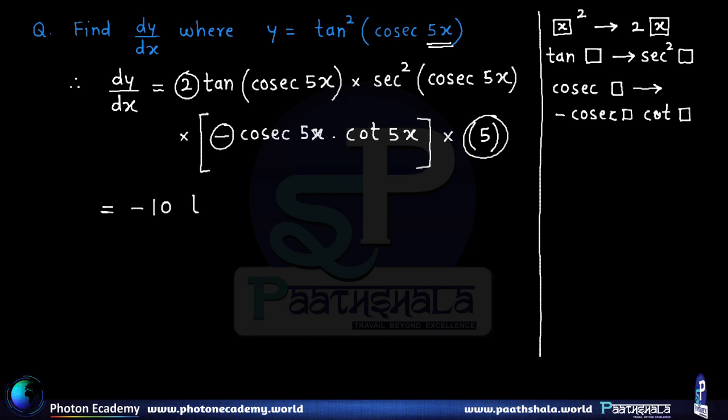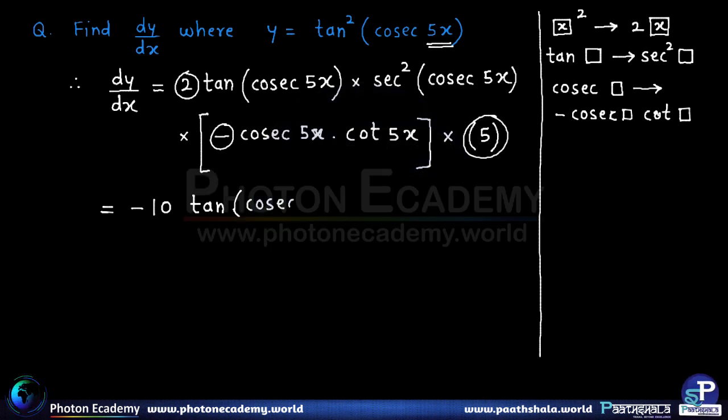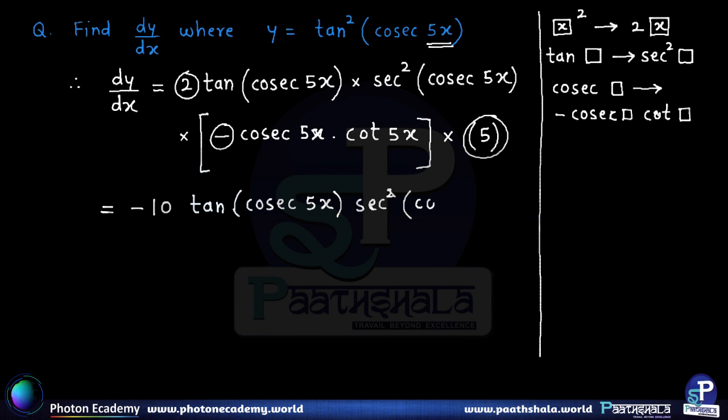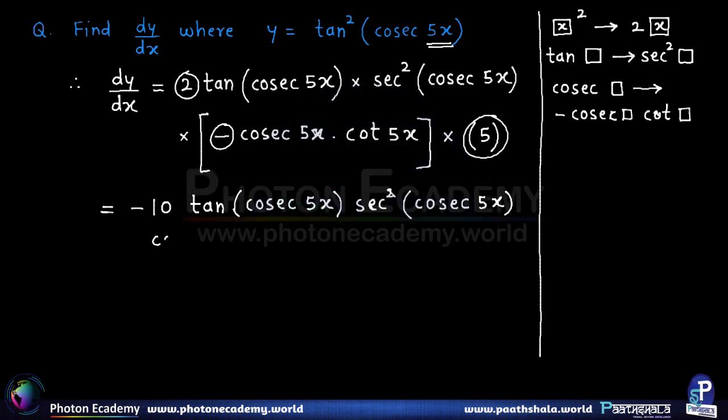Then we write the functions as they are, that is tan of cosec 5x, multiplied by sec square of cosec 5x, multiplied by cosec 5x cot 5x, which is the last term.